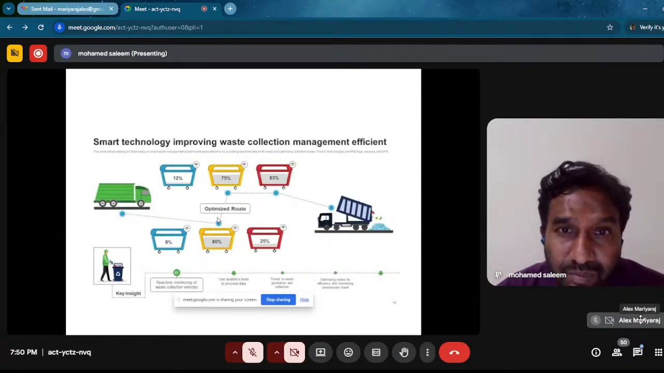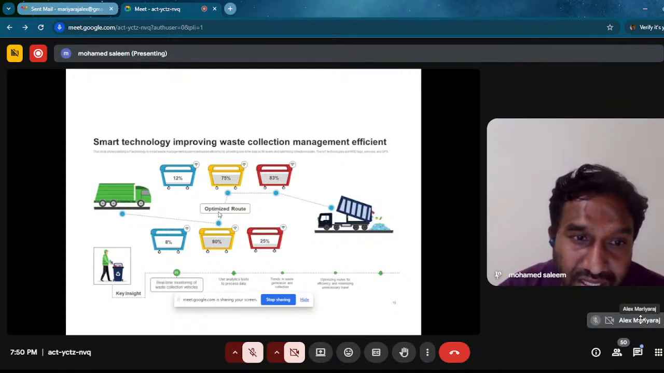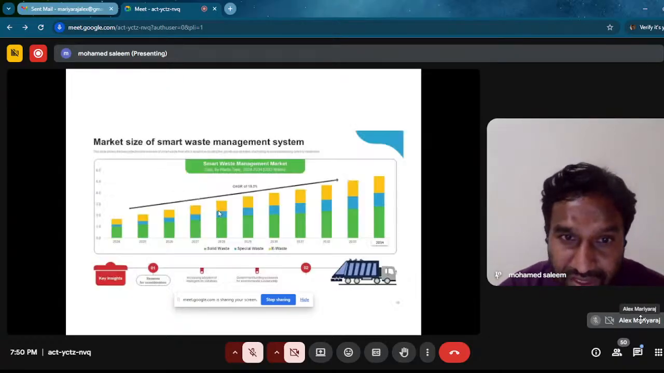This one is another improving technology, the optimized route. For example, you can see how they can go and select from 8% to 80%, but also which one takes the precedence to do the analysis and all that.